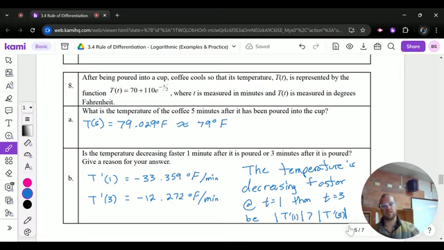Now, you don't have to use these absolute values. You can use context to understand that they're cooling, so the temperature has to be negative. And because that number is more negative, or in other words, has a steeper slope, it's going to be doing it faster.